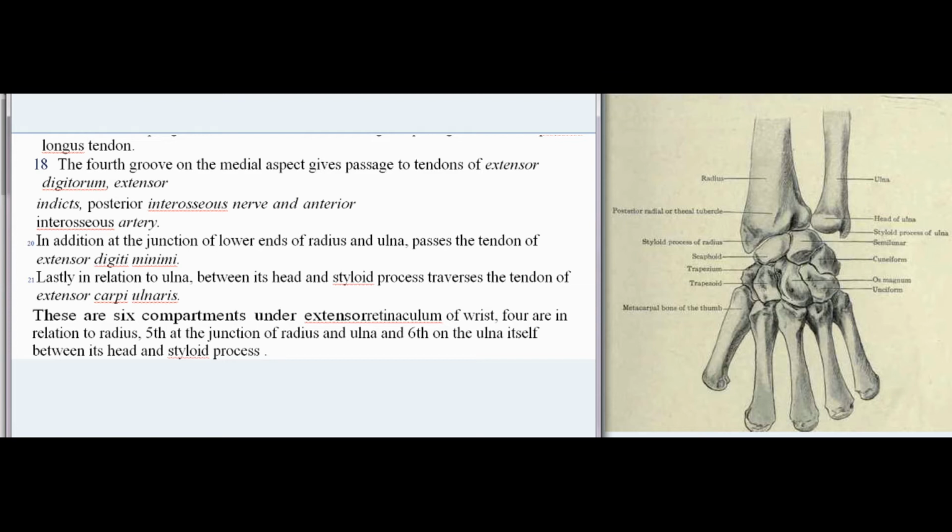In addition, at the junction of lower ends of radius and ulna, passes the tendon of extensor digiti minimi. Lastly, in relation to ulna, between its head and styloid process traverses the tendon of extensor carpi ulnaris. These are 6 compartments under extensor retinaculum of wrist, 4 are in relation to radius, 5th at the junction of radius and ulna and 6th on the ulna itself between its head and styloid process.